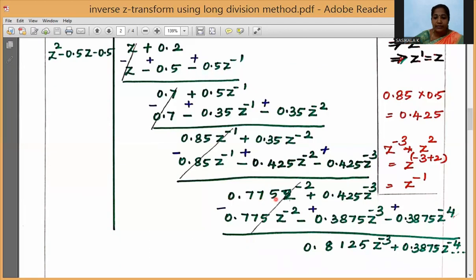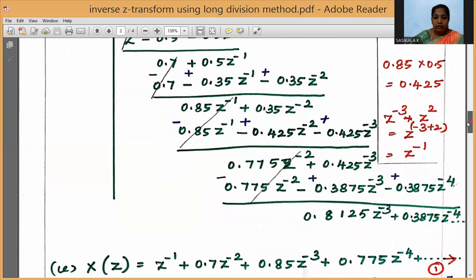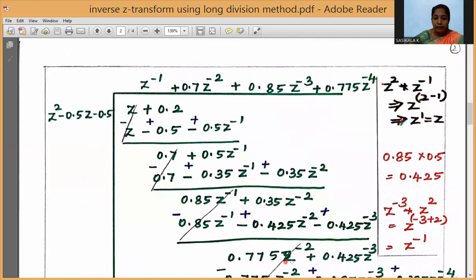0.775 z power minus 2 plus 0.425 z power minus 3. Now the next term should be such that it should cancel this 0.775 z power minus 2. So what you have to do? Already you have z square as the highest power. So since we need z power minus 2, you have to multiply this term with z power minus 4. Only then you will be getting z power minus 2.